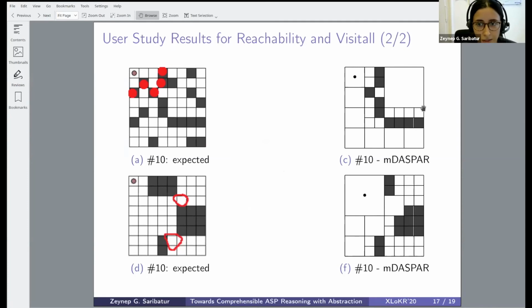So again, this is reachability, where the user marked this area to show not every cell is reachable, while the tool was always automatically finding these parts to show that it's unsolvable. So it's still true, but it's not the same thing that the user was focusing on.